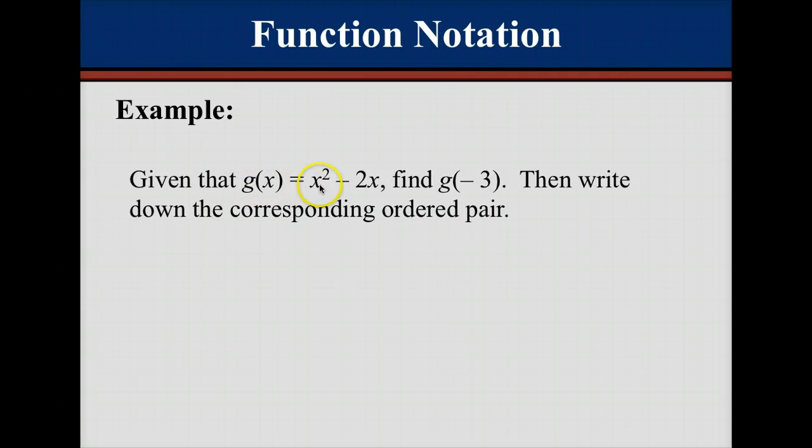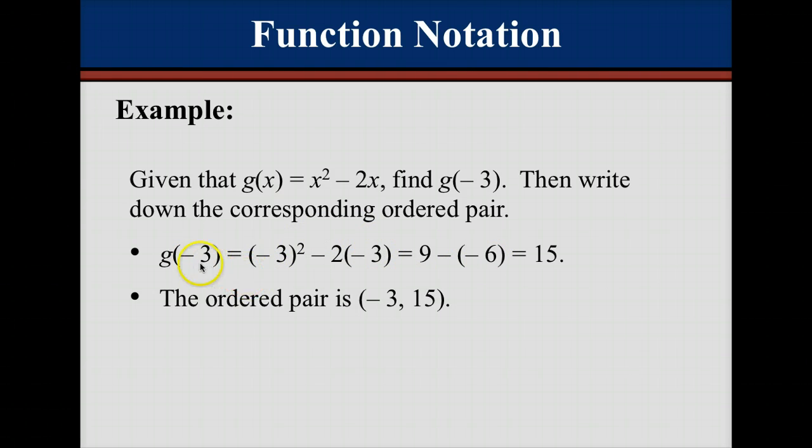Given that g of x is equal to x squared minus 2x, find g of -3. So all we're going to do is substitute a -3 in for x. Now, this is just telling us what we're looking for. You don't have to do anything with it. All we're doing now is substituting a -3 in for x and evaluating. So g of -3 would give us 15. That's our ordered pair, -3, 15.